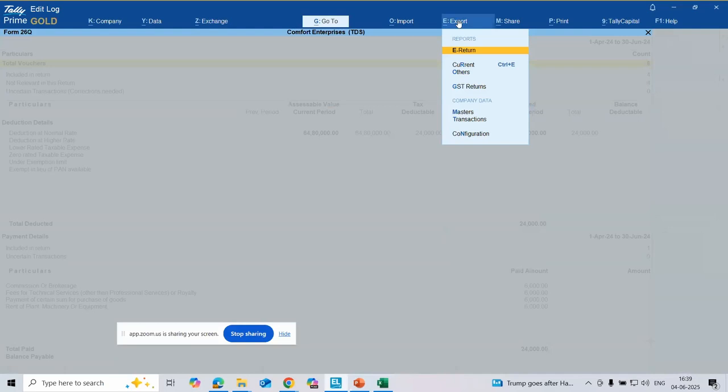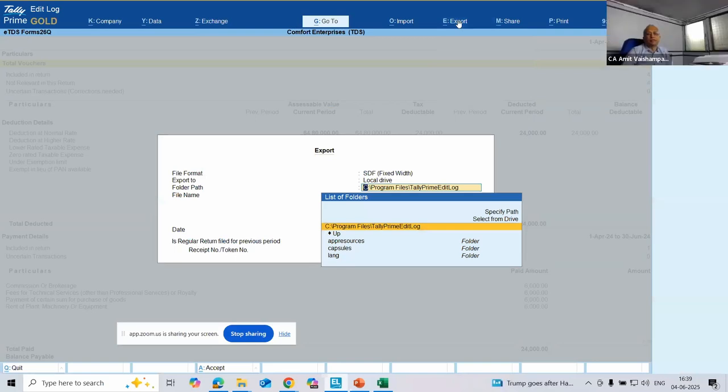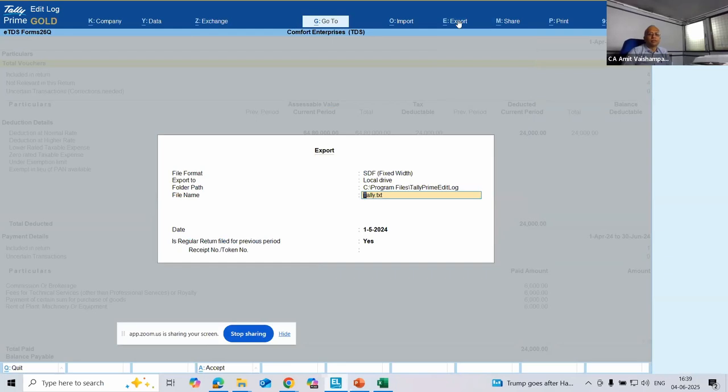Now you can see the e-return. Yeah, now that e-return is visible. If my screen is visible, perfect. Yes, and this is where the SDF file will get stored. You can see this text file and it goes under.